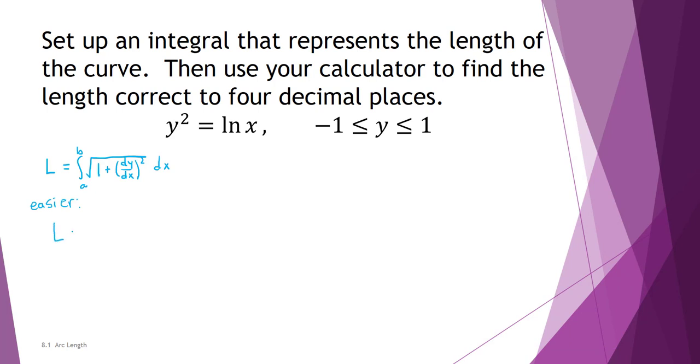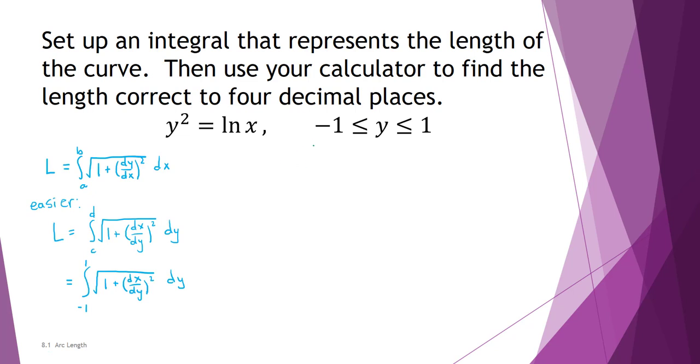So an easier expression will be that the length is the integral from c to d of the square root of 1 plus dx dy squared dy. The c and d are y values, and we know the y values go from -1 to +1. So all that remains is to find the derivative dx dy.